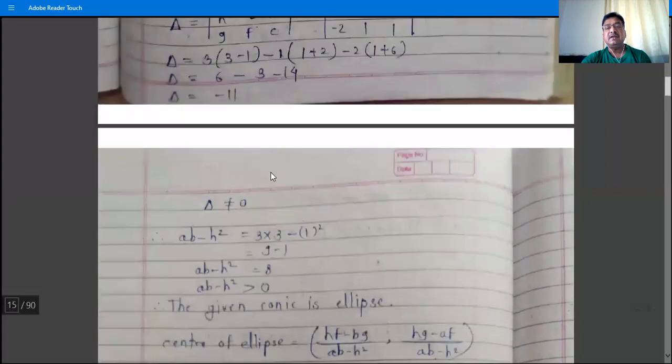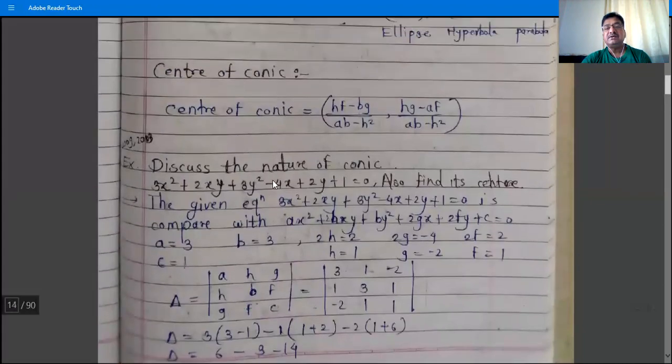This equation represents an ellipse, but the standard equation of the ellipse is x square by a square plus y square by b square is equal to 1. This equation is in the general form. So what is the standard form of the ellipse? x square by a square plus y square by b square is equal to 1. That is, this equation is not in standard form. We have to reduce this equation to standard form, that is, x square by a square plus y square by b square is equal to 1.